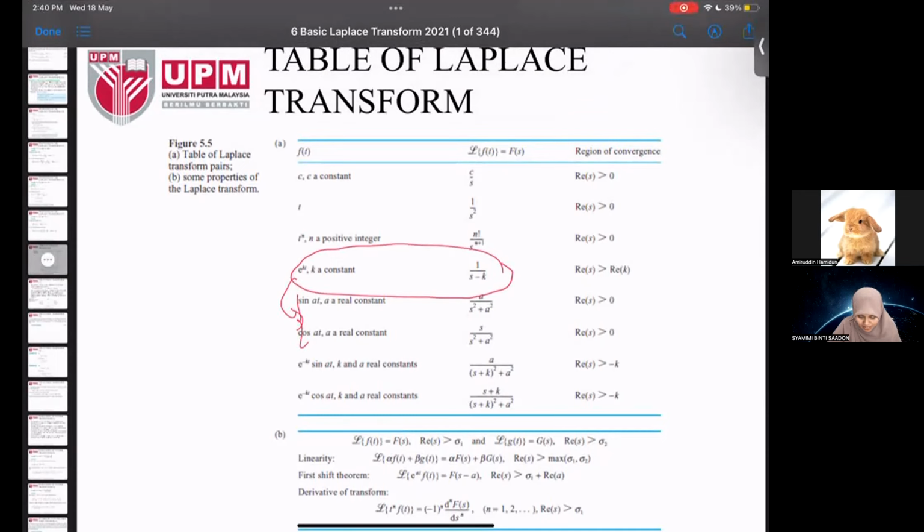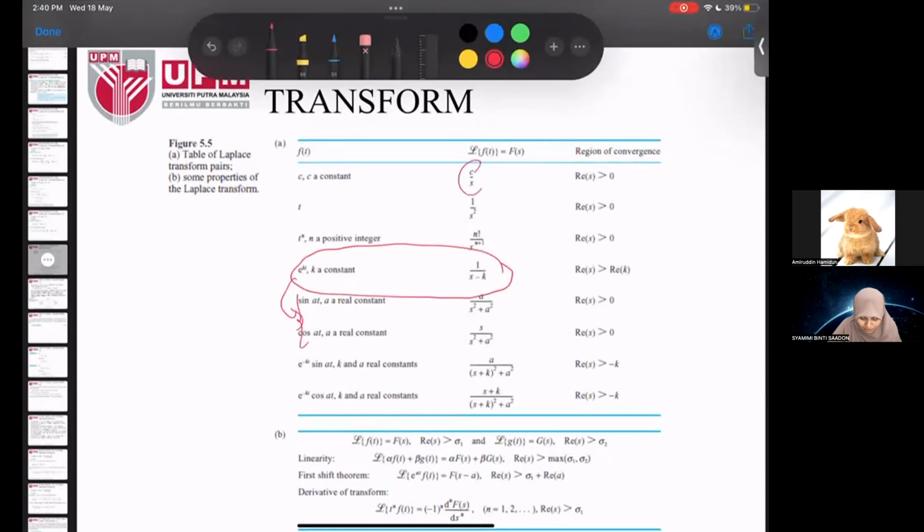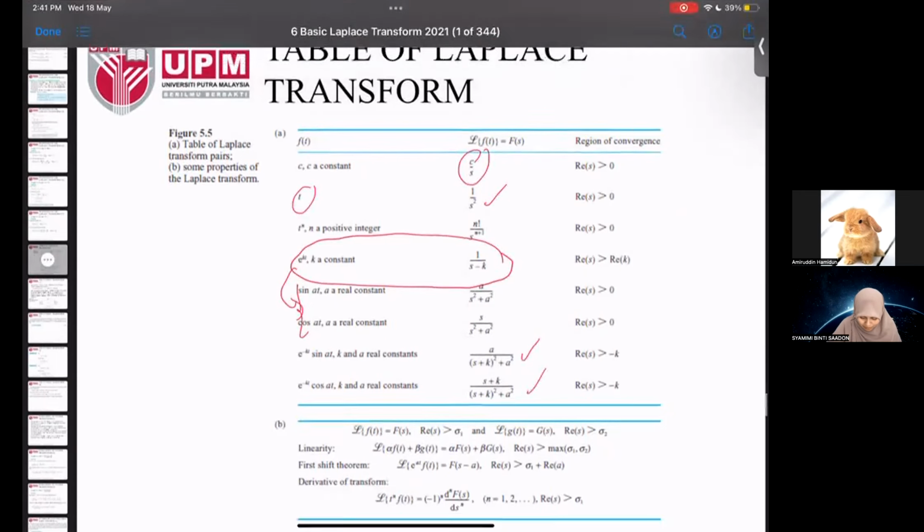If it is just a constant, we use this one. If it is just the function t, f(x) equal to x, then we know the function is like this and the Laplace transform is like this. If it is exponential kt sine omega t, you know it is like this. There is already a set, so just apply it. So this table can be used.